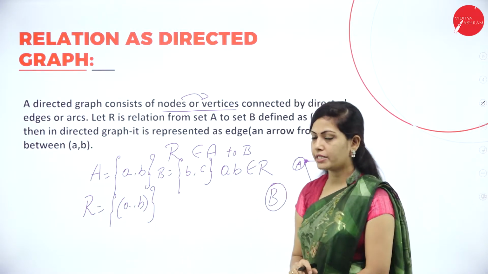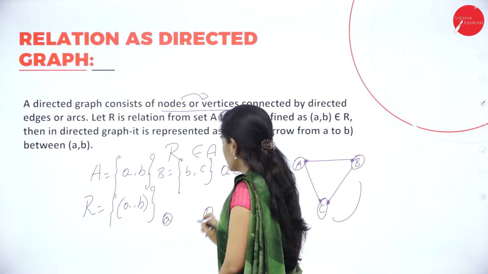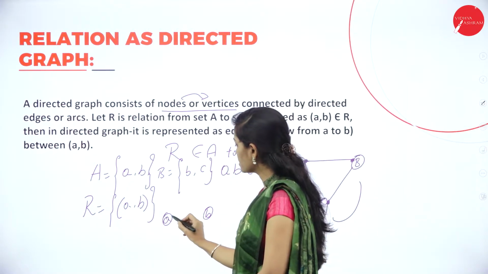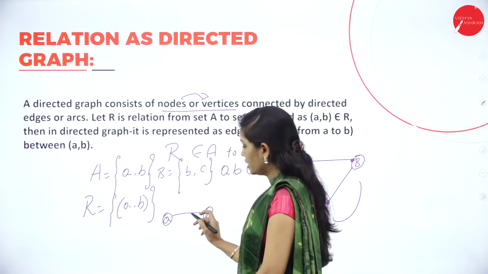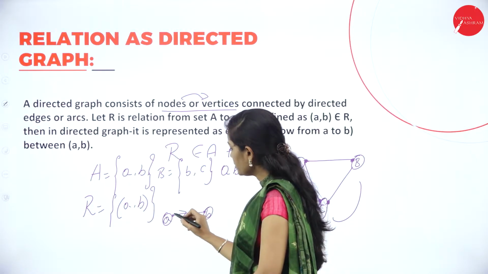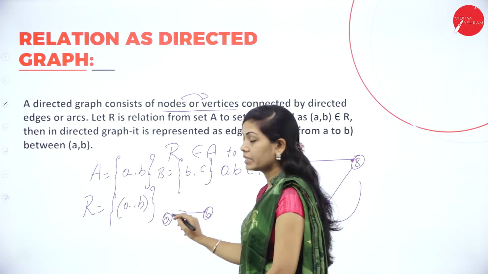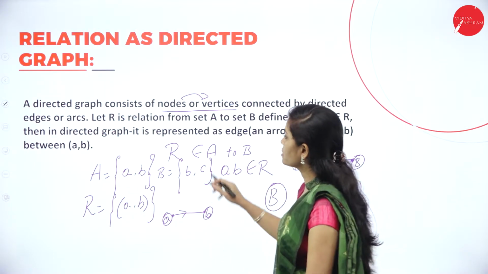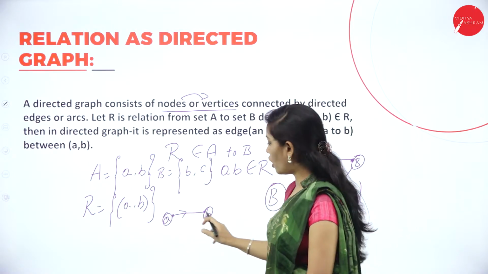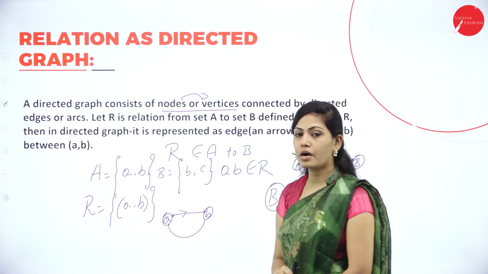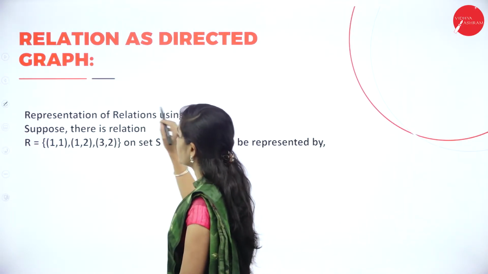So how do we draw a directed graph for this relation? I have two sets, set A and set B. This is the A to B relation, so I have to mark the points for these two elements A and B. So this is a directed graph. A directed graph consists of a set of vertices connected by directed edges, or you can also use the term arcs.